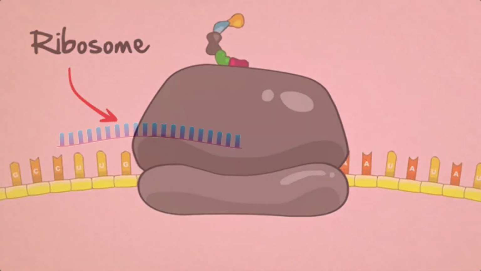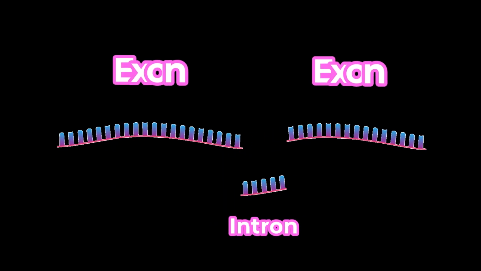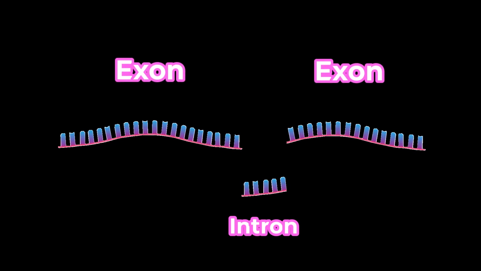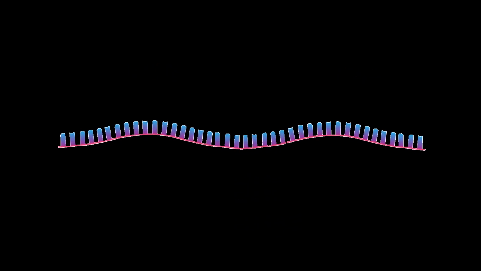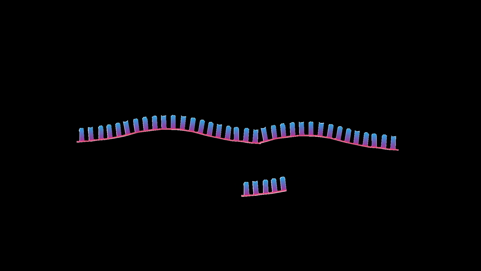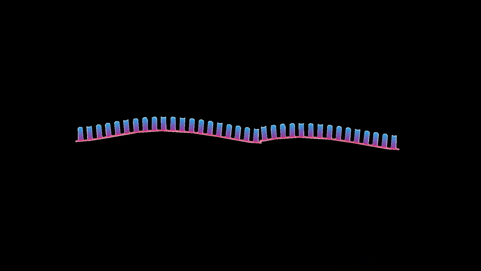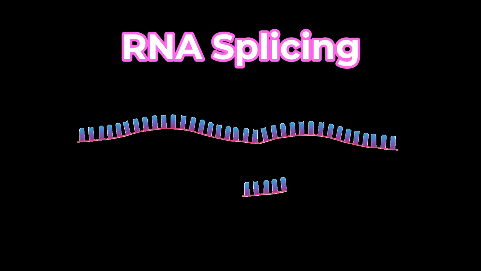Another type of RNA processing removes non-coding regions called introns. The exons are the coding regions, which are the parts of the gene that are expressed. Both exons and introns are transcribed from DNA into mRNA. But before RNA leaves the nucleus, the introns are removed and the exons are joined to produce a messenger RNA molecule with a continuous coding sequence. This cutting and pasting process is called RNA splicing.